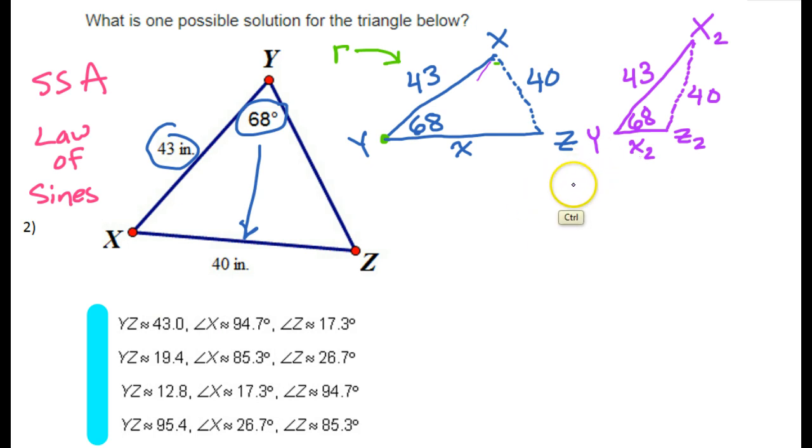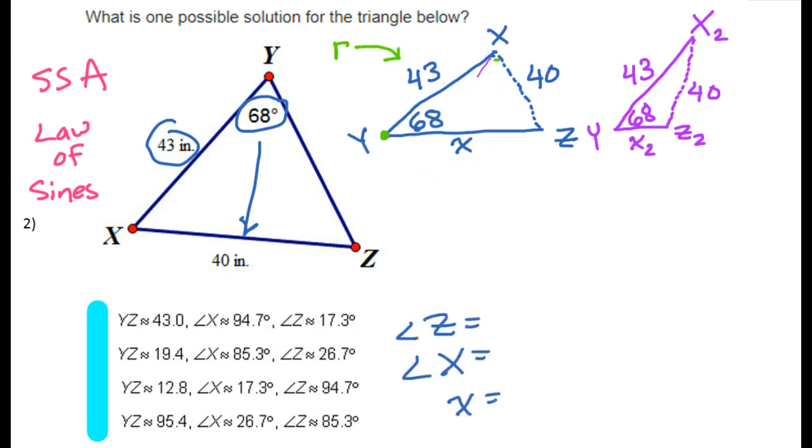I need to actually solve for both of these triangles to see if they match. So I'll start with the triangle on the left. I need to find angle Z, angle X, and side X. I'm picking angle Z first because it's across from something. I wouldn't want to pick angle X because I'd have two unknowns across from each other. So since I'm looking for an angle, I'm going to put my angle in the top.